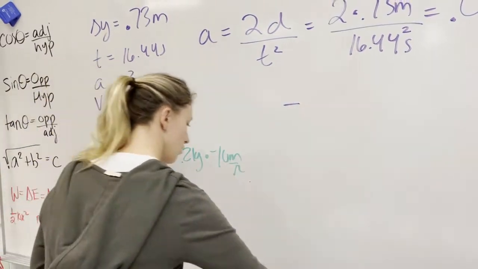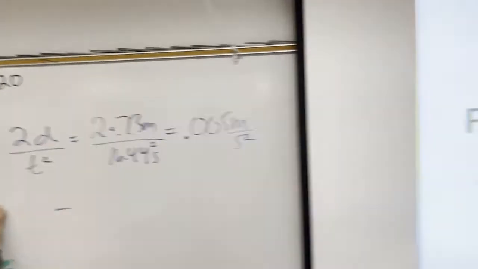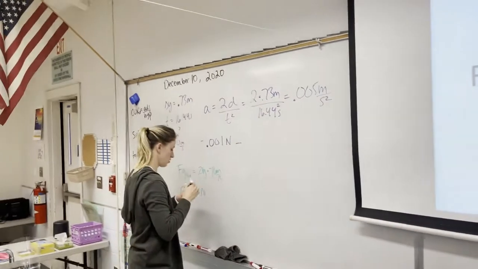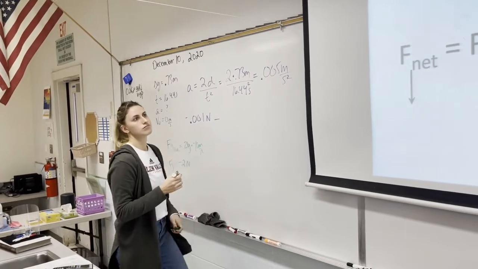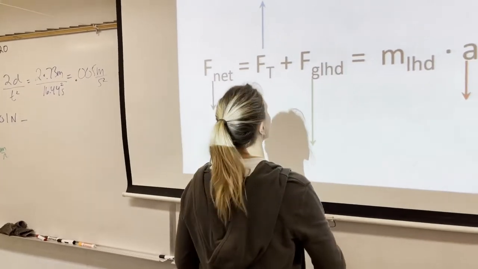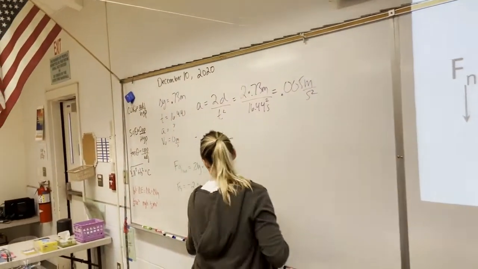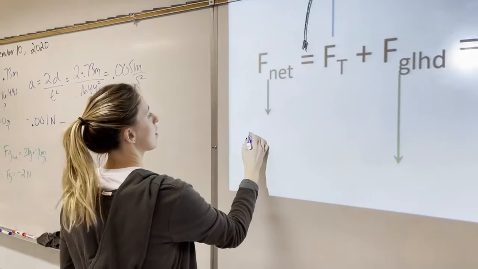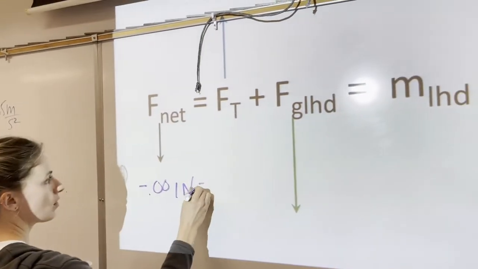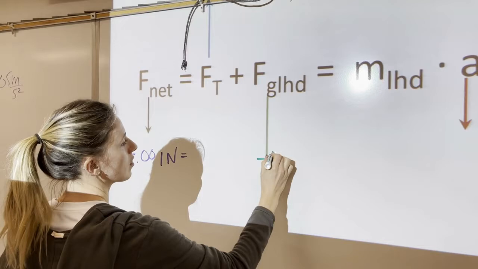And that's going to be negative. Why is that? Well, because what direction is the acceleration? The acceleration is down. Negative. And newtons. You want to move the screen up and put the numbers in? That's a good idea, actually. Okay, so we just said the net force is negative 0.001 newtons. And the force of gravity on the hanging mass is negative 2 newtons.